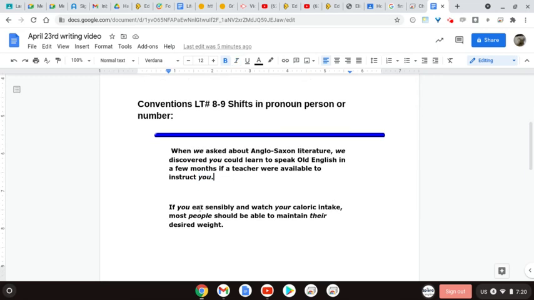In the next shift, if you eat sensibly and watch your caloric intake, most people should be able to maintain their desired weight. What's the shift issue here?